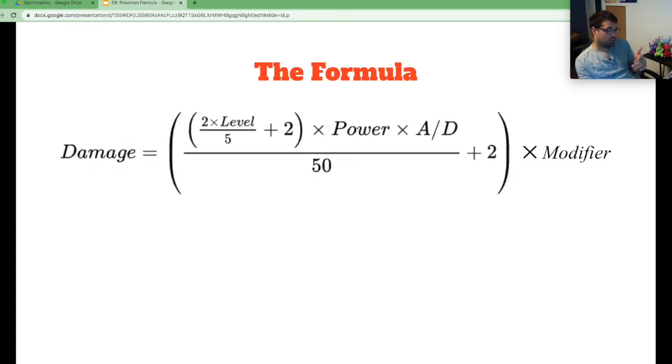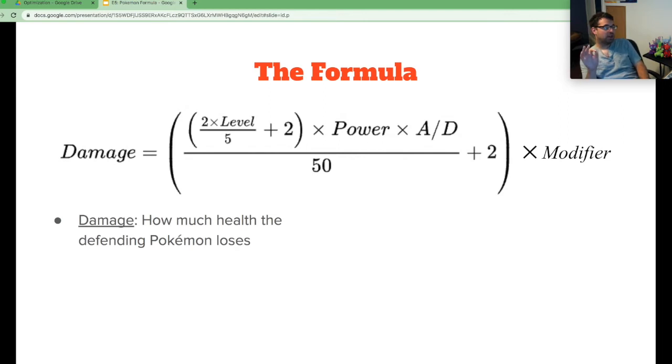So here's the actual formula. Damage is equal to 2 times the level divided by 5 plus 2, times the power, times the ratio of attack over defense, over 50, plus 2, all in parentheses, and then times your modifier. That's a lot. So let's break it down one by one.